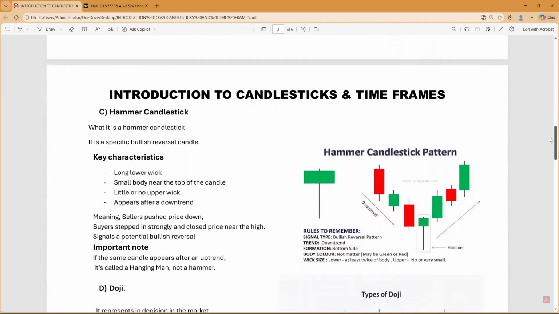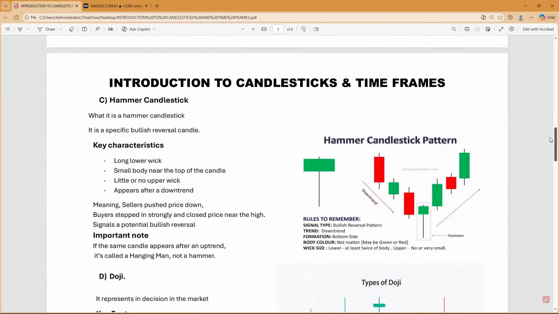Let's go to the next candle, which I can confidently say is called a hammer candlestick. Someone might say it looks exactly like a bullish or bearish pin bar. Yes, it kind of looks the same, but it has a different meaning. And of course, it is a special type of candlestick, the hammer.